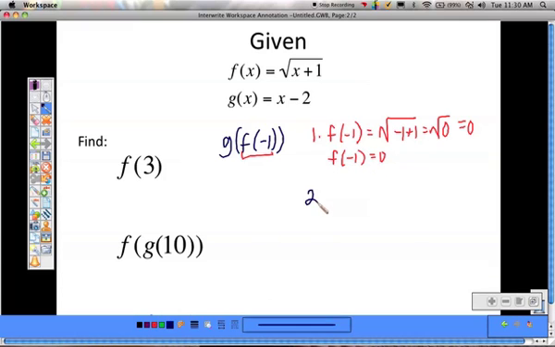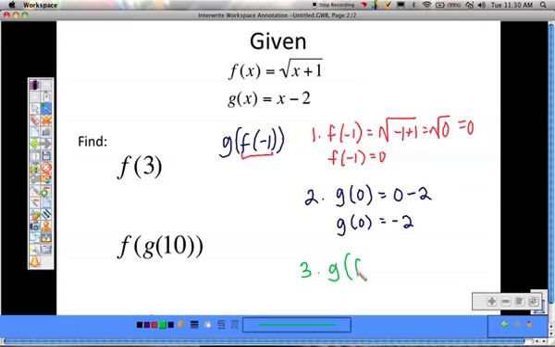Step 2. Replace f of negative 1 with a 0, so we get g of 0. Plug in, it just means 0 minus 2. So we say g of 0 is negative 2. That's our final answer. We can rewrite it like this: g of f of negative 1 equals negative 2. It just means I plugged in a negative 1, got an answer, then I plugged that answer into the g function and got negative 2.